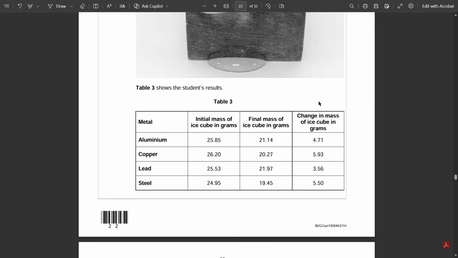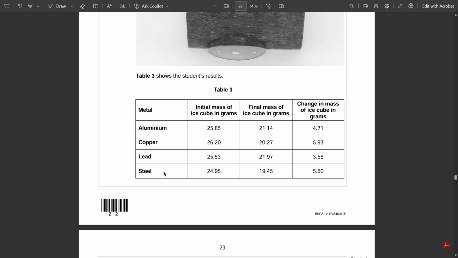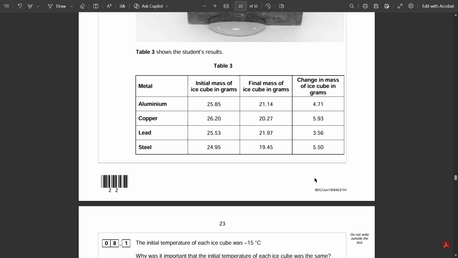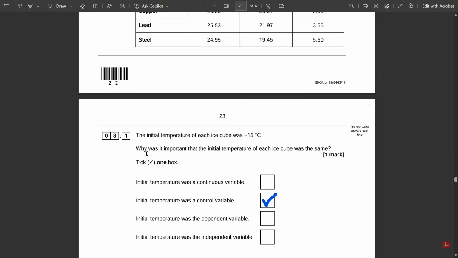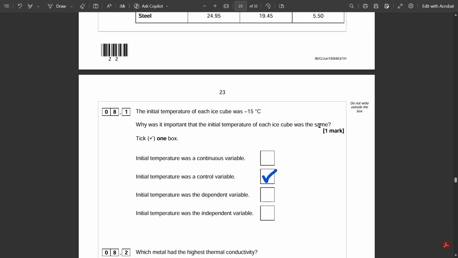And then we're shown the results for the different metals: initial mass of ice cube, final mass of ice cube, and the change in temperature. And we're asked, why is it important that the initial temperature of each ice cube was the same? And that's because initial temperature is a control variable. And as a quick recap, control variables are what you keep the same. Independent variable is what you change, and the dependent variable is what you measure.